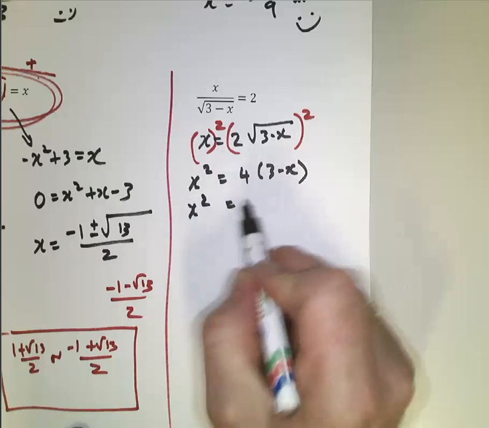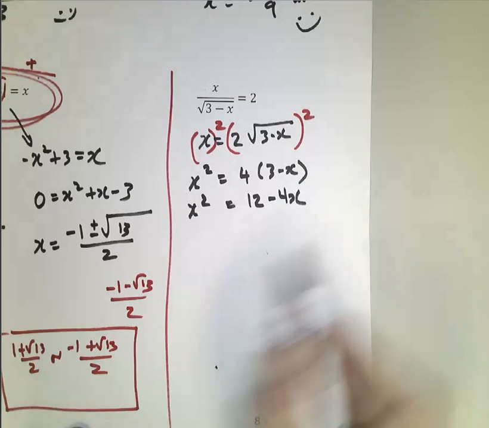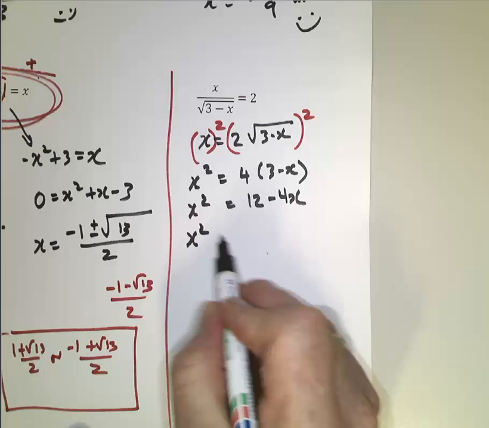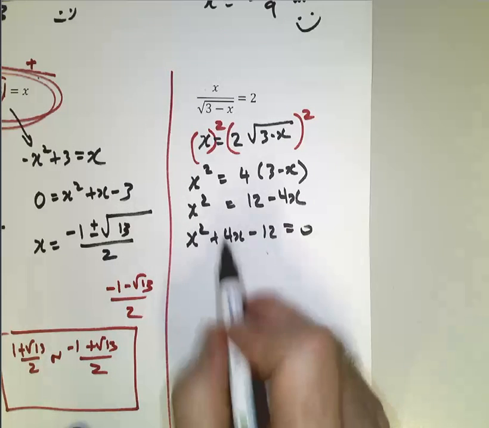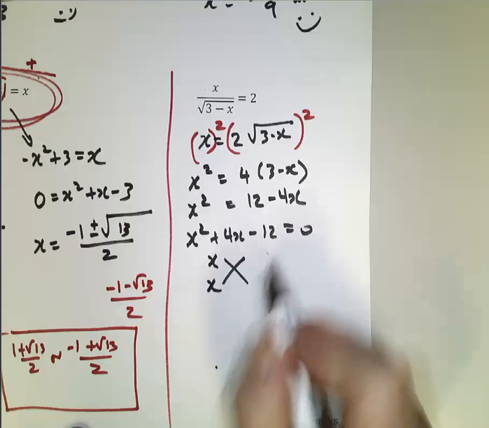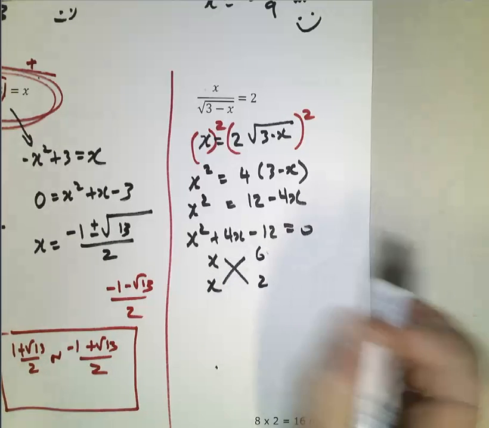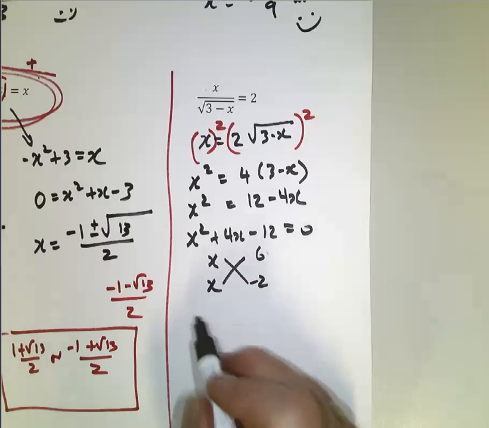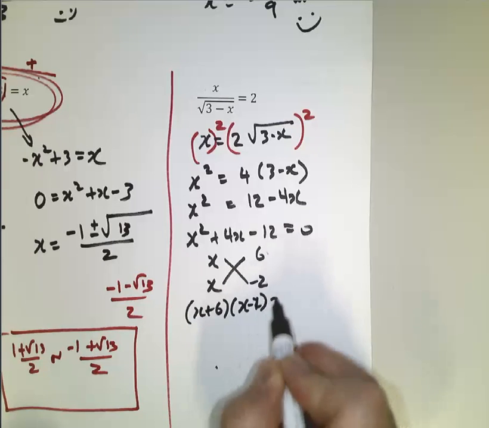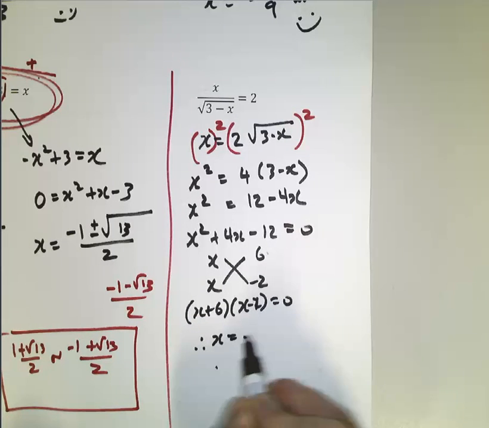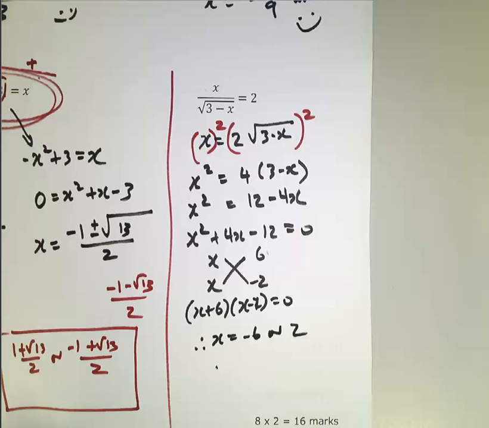We've got x squared equals 12 minus 4x. Move everything over. X squared plus 4x minus 12 equals 0. I think I can crisscross that. X, 6, 2, the negative on the 2. Therefore x plus 6, x minus 2 equals 0. Therefore x equals negative 6 or 2.